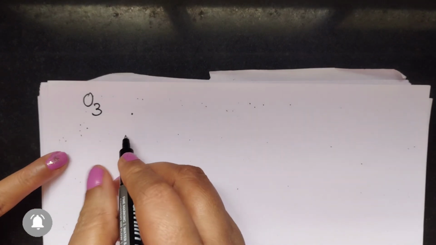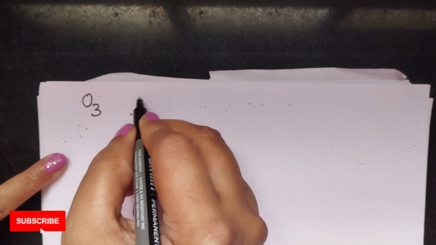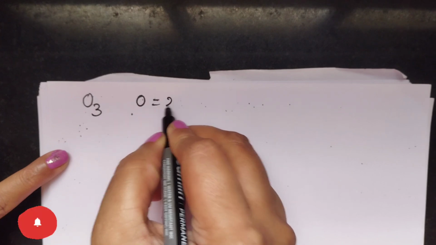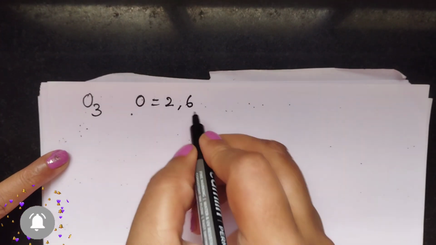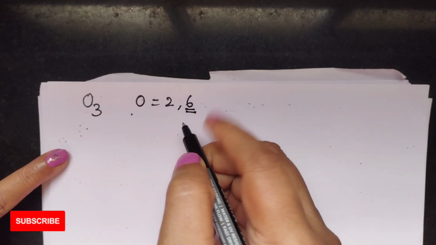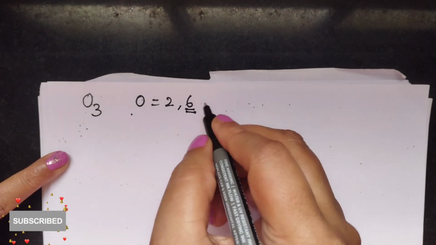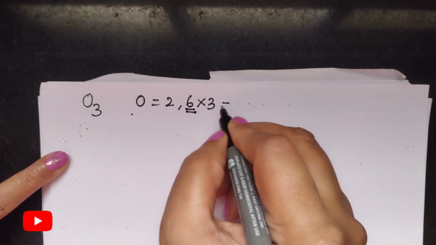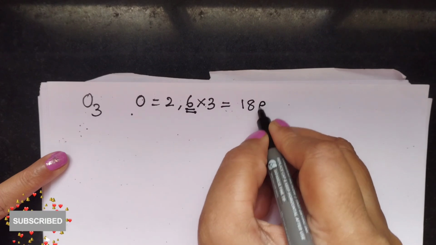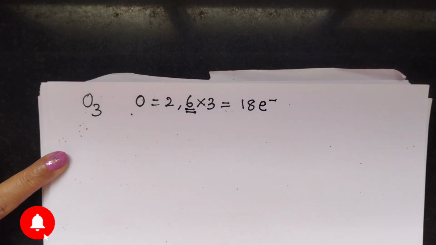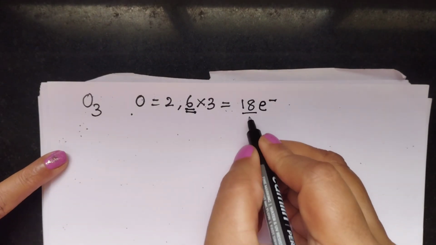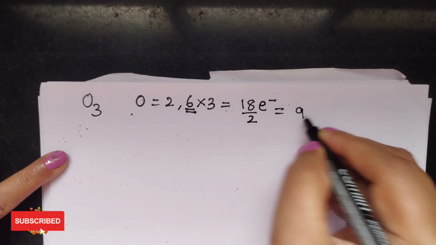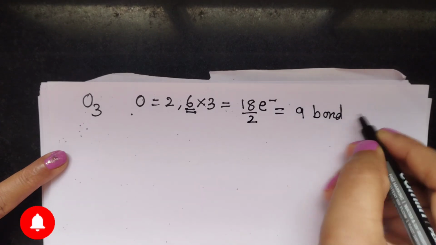Let's see this for the molecule that is ozone. Now here oxygen electronic configuration is 2 and 6. Means there are 6 valence electrons on one oxygen atom. There are 3 oxygen atoms, so I will multiply this by 3. So I will get a total of 18 electrons in the ozone molecule. Now I will divide this by 2. I get 9 bond pairs.